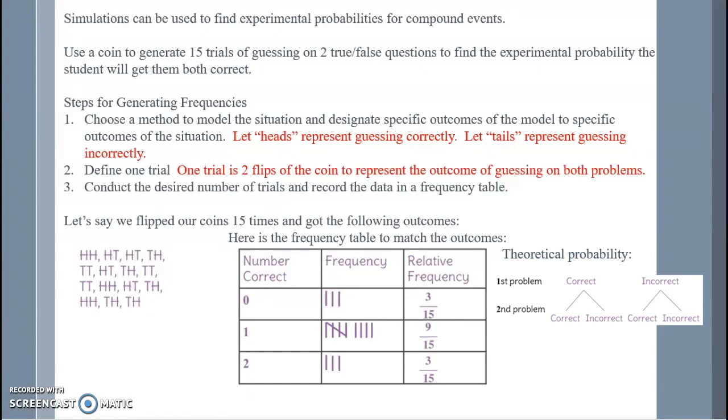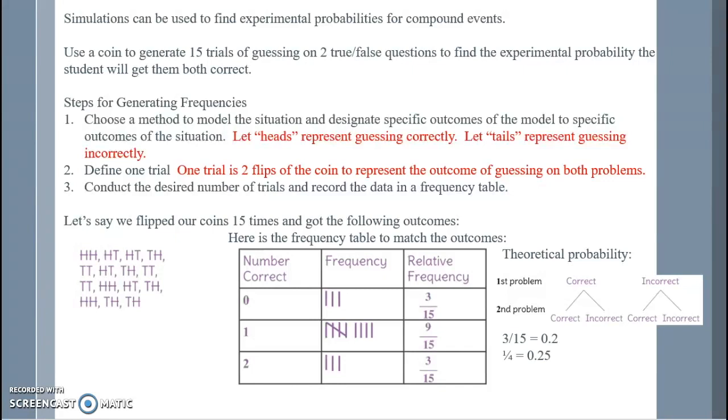The theoretical probability then, theoretical meaning what should happen, is that if we got the first problem correct or incorrect, then our second problem would be correct or incorrect. So these are independent variables because one does not affect the other.